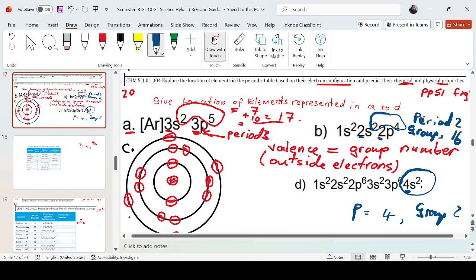Only focus on the last orbital. How many levels do we have here? N is equal to 1, N is equal to 2, and N is equal to what? 3. The levels are the periods. So this atom is in period 4.